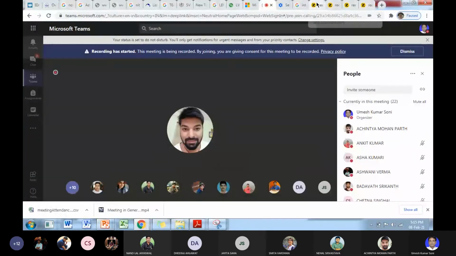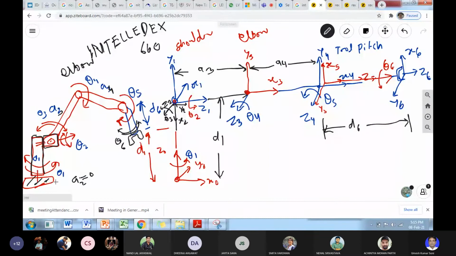So here you can see there is a base, and a vertical assembly of the length d1, and this assembly can rotate with an angle theta 1. This has a variable length, it can be varied up and down.